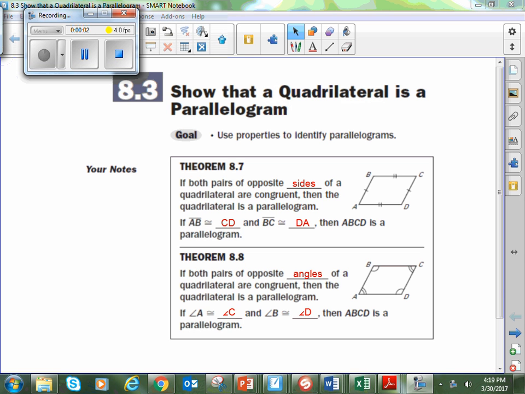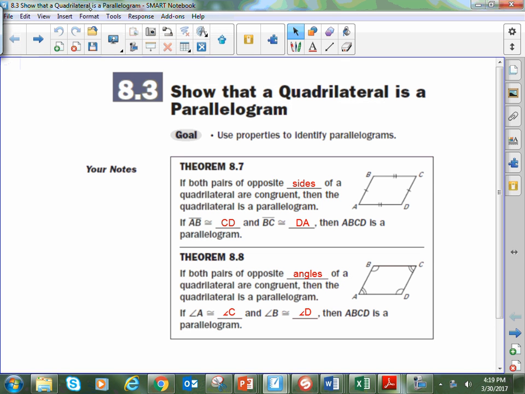Hey everybody, this is Mr. Piercy, and we're going to be looking at some quadrilaterals where we're going to be looking at the characteristics to determine is a quadrilateral a parallelogram or not.